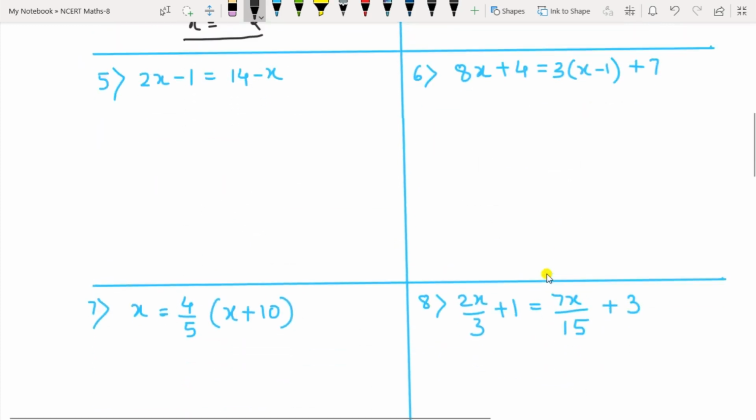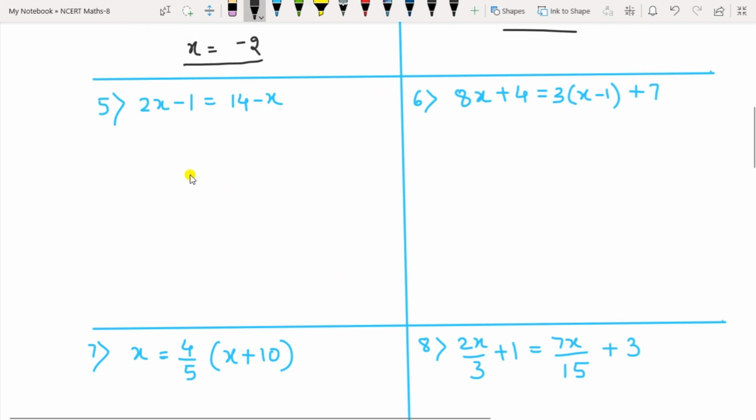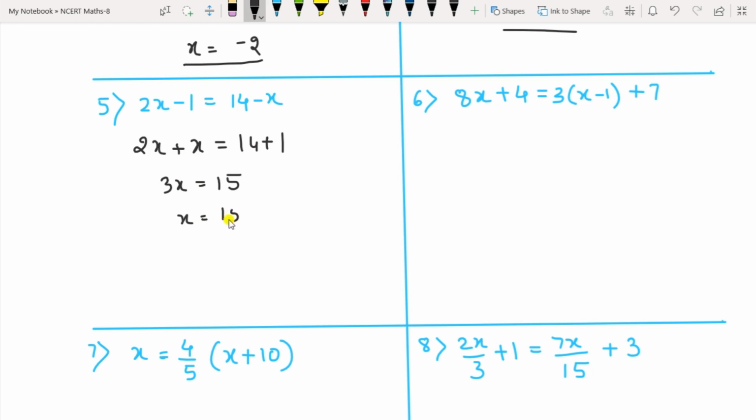Fifth question is 2x minus 1 equal to 14 minus x. x and x, these are like terms. So 2x, x is here negative, it moves to the other side, becomes positive, write 14, and then minus 1 goes to this side, becomes plus 1. Now this is 2, no number means it is 1 here, 2 plus 1 is 3x equal to 14 plus 1 is 15. So x equal to 15 by 3 is 5, answer. So x equal to 5.